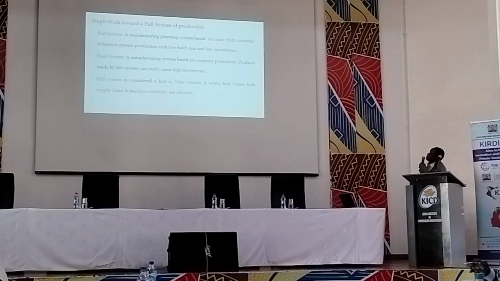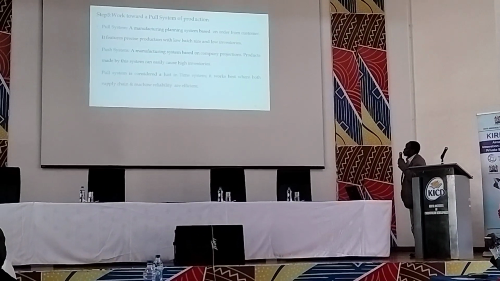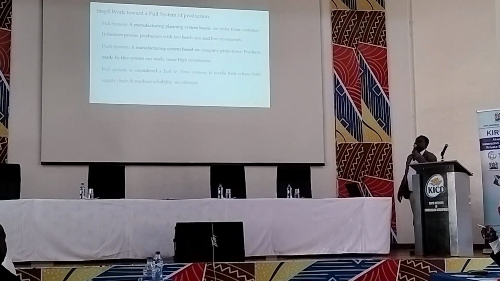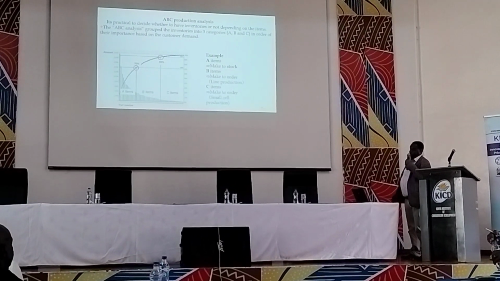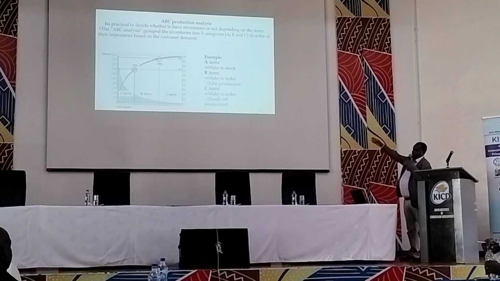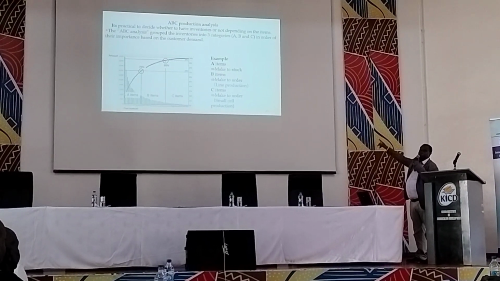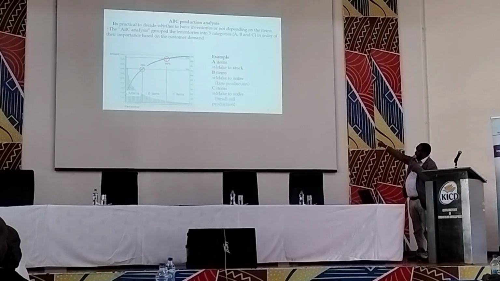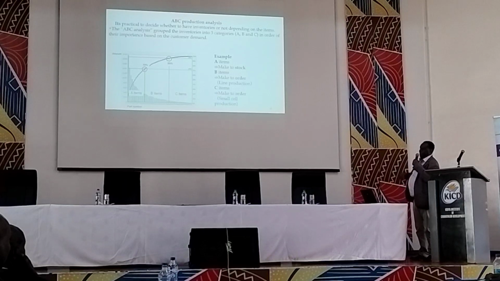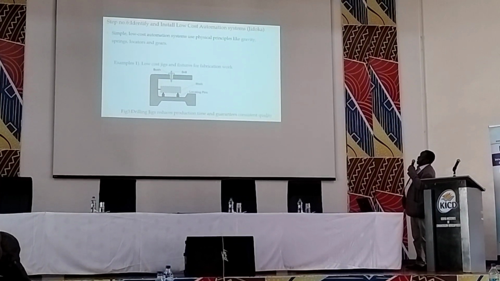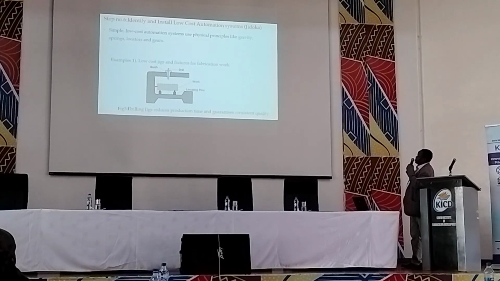Because a pull system is a just-in-time system, but I'm saying it is best where the supply chain and machine reliability are efficient. Next slide. So this is the way you categorize. If your products are in huge demand, make them to stock. That is category A. Then the others you can make to order. Next slide.